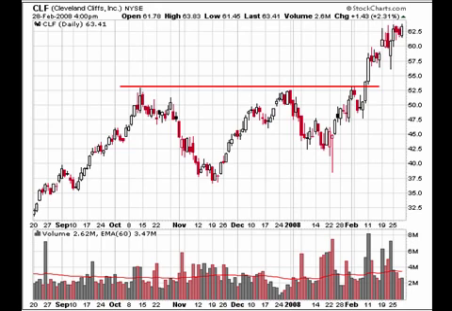Cleveland Cliffs. Perhaps if we backed this chart up and looked at the weekly, it would be considered a large ascending triangle or a cup and handle pattern. But in reality, it doesn't matter what you call it. All you're looking for is a volume breakout through resistance.